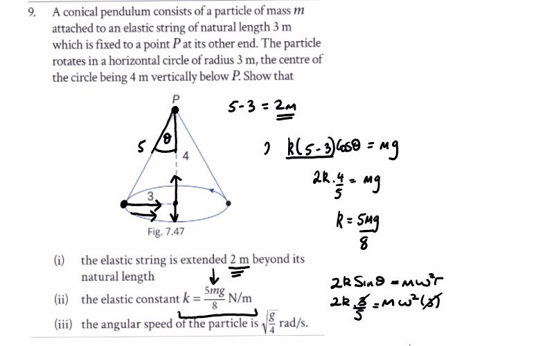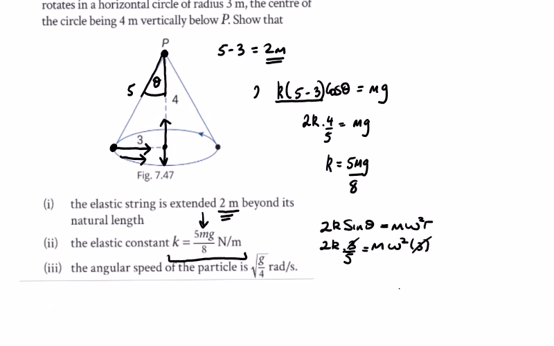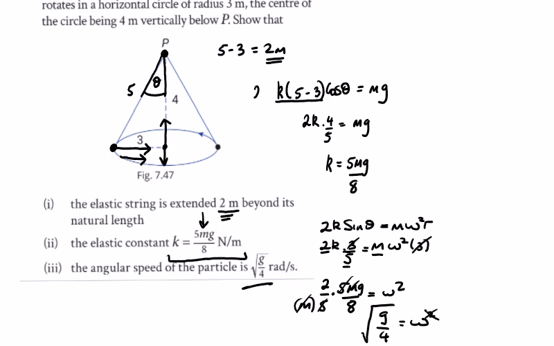Do I have the mass? No, I just have k in terms of m, so 2 over 5 times k, 5mg over 8. And then divided by this m will be equal to w squared. Cancel my 5 and cancel my m, so I'm left with 2g over 8, or just g over 4, is equal to my angular speed squared, which will give me the square root of g over 4 being equal to the angular speed.